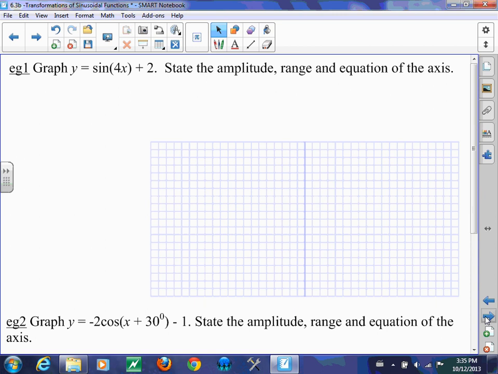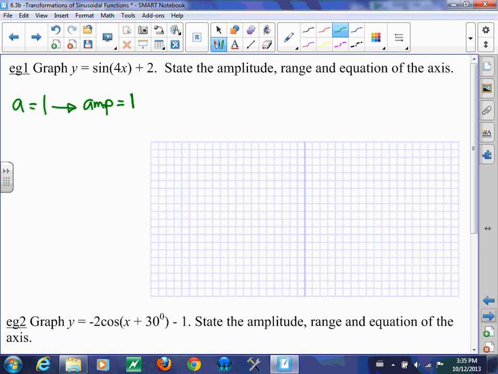Graph y equals sine 4x plus 2. State the amplitude, range, equation of the axis. We'll get to those. What I like to do, folks, is set it up with what letters we know here. First of all, looking at A: A equals 1. What does that tell us? Therefore, the amplitude equals 1. What else do we know? We know K equals 4.